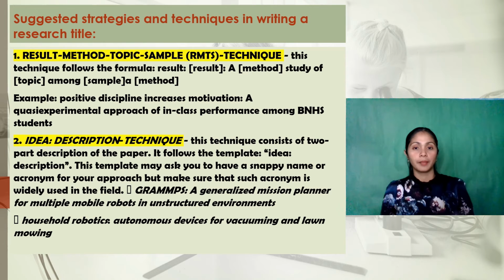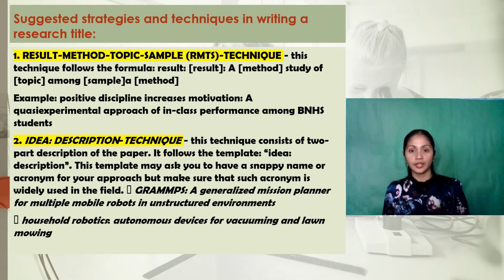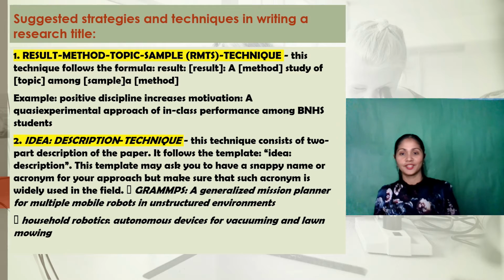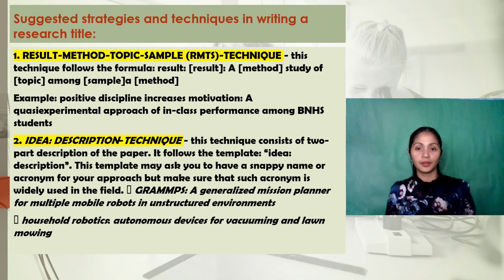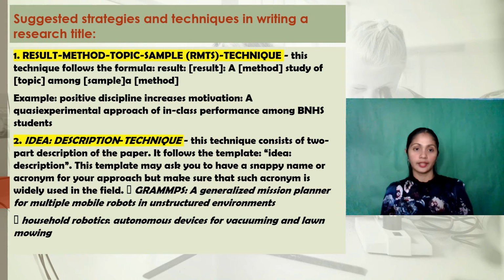Let's have an example. Positive discipline increases motivation. That is the result. A quasi-experimental approach. That is the method. Of in-class performance. That is the topic. Among BNHS students. That is the sample. So you see, based on the given example of a title, we follow the RMTS technique, or result, method, topic, sample technique.